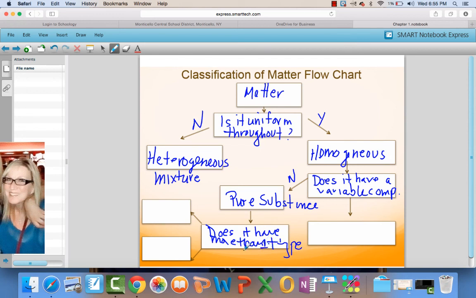One type of atom. If the answer is yes, then it is a compound. And if the answer is no, then it is an element. And over here, if the answer is yes, then it is a homogeneous solution.